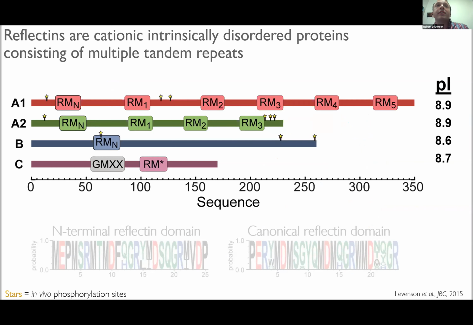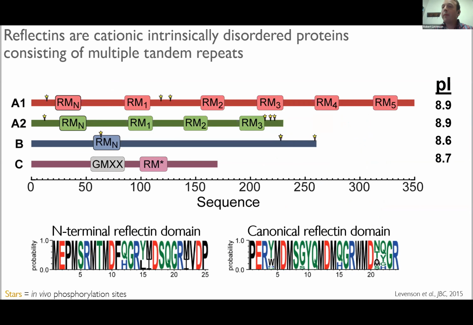Now, the reflectin proteins themselves are overall cationic. They are intrinsically disordered, of course, and they are block copolymer-like proteins. So they have multiple tandem repeats, and those are composed of highly conserved domains. These are the RMs located here with this unique and highly conserved patterning, as we see on the bottom, and then lesser conserved linker regions, the narrower lines there, which are weakly cationic. Those linkers are the regions of phosphorylation in vivo.